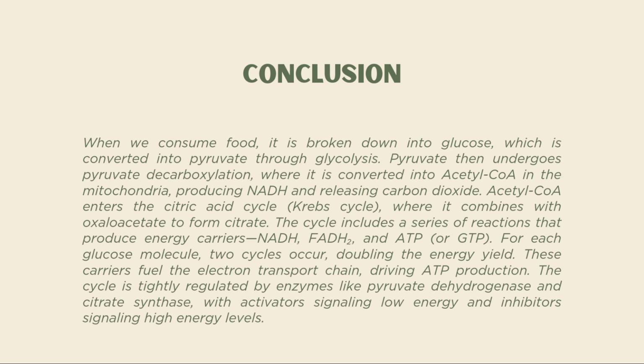The citric acid cycle is also tightly regulated. Enzymes like pyruvate dehydrogenase, citrate synthase, and isocitrate dehydrogenase ensure the cycle runs efficiently. Activators like ADP and NAD signal low energy levels, while ATP and NADH slow things down when energy is abundant.